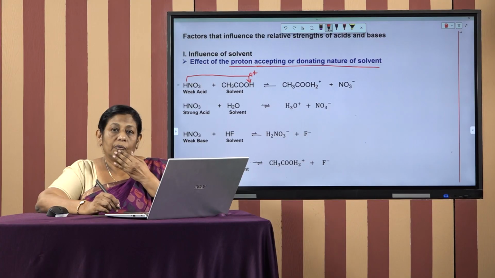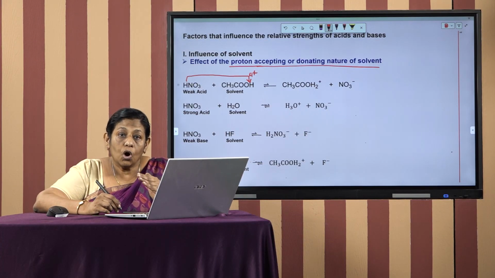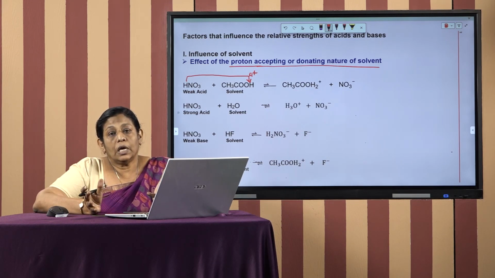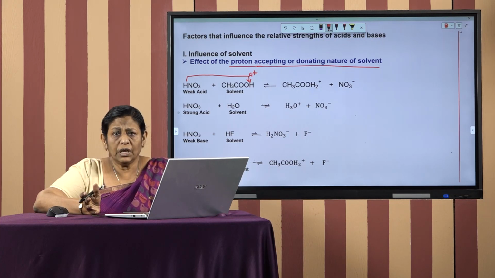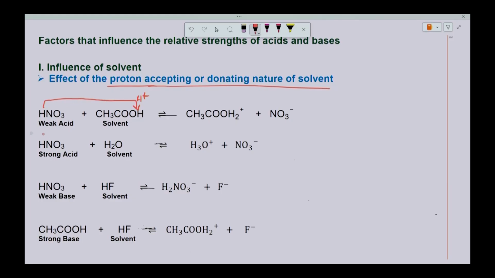Now, if this acid has been added to water as a solvent, that is what is shown in the next case. Water is capable of accepting protons as well as donating protons, but not to that extent, just like acids. So, nitric acid readily donates the proton to water. And water gets converted into hydronium ion, H3O plus ion, and nitrate ion.